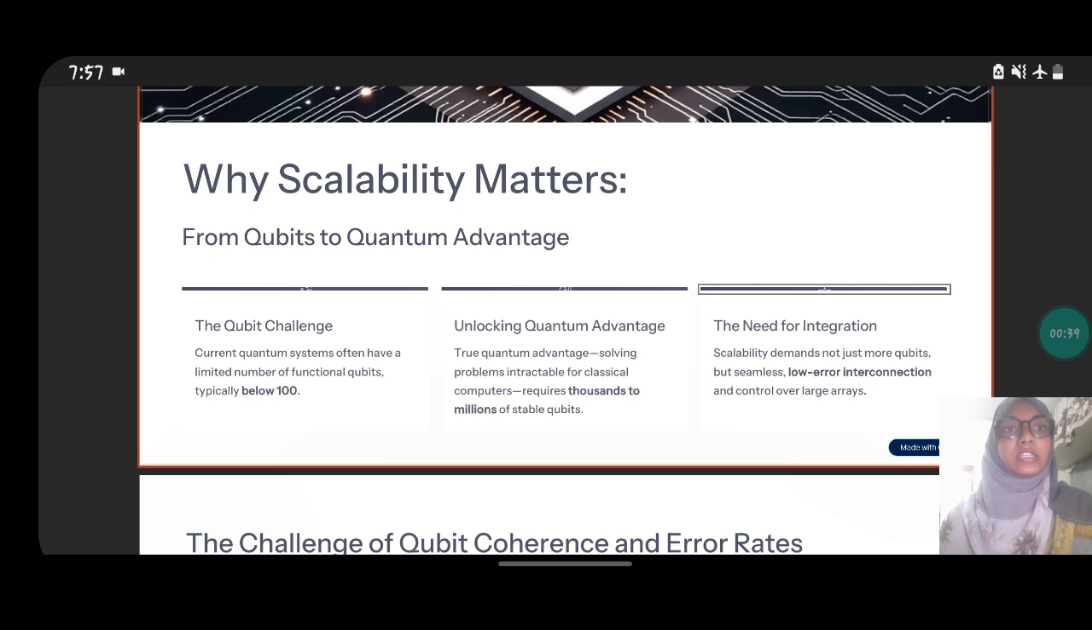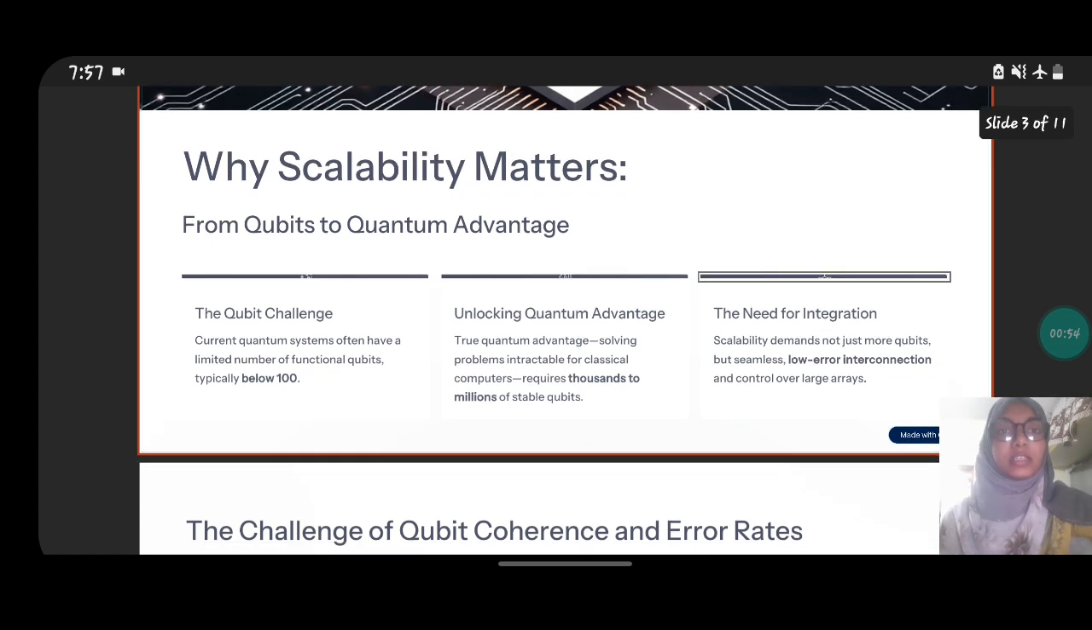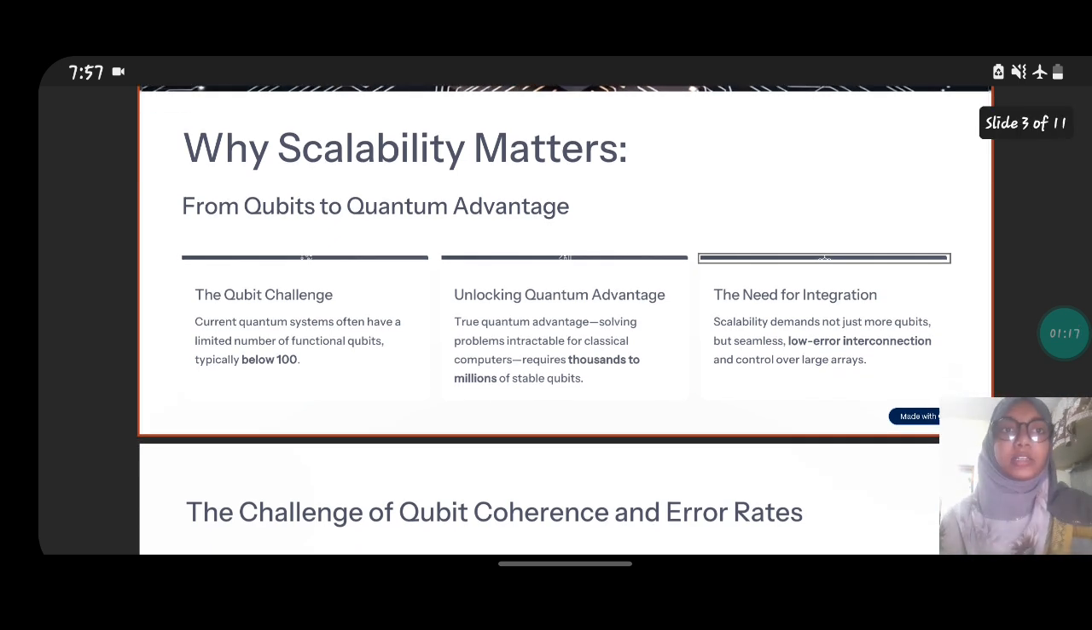The qubit challenge, here are three steps. The first one is the qubit challenge, the second one is unlocking quantum advantage, and the third one is the need for integration, so its needs and its applications. So the qubit challenge: current quantum systems often have a limited number of functional qubits, typically below 100. While coming to unlocking quantum advantage, true quantum advantage, solving problems intractable for classical computing, requires thousands of stable qubits.